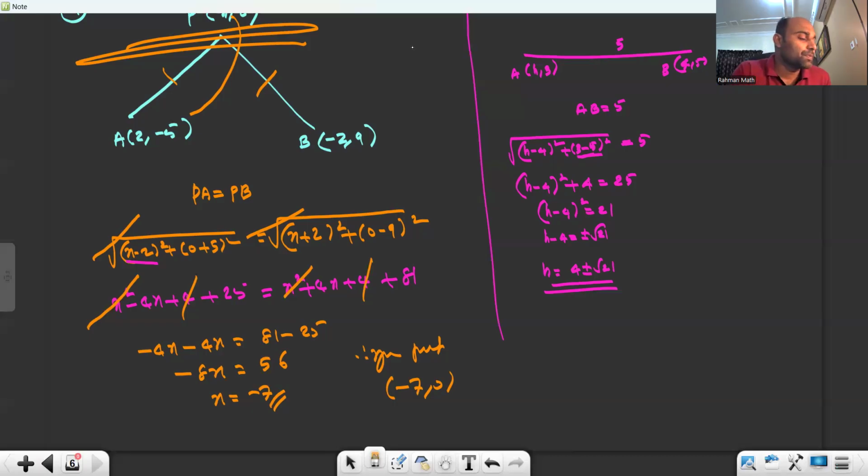Same way we can do one question. Question number seven. Try, no need to wait for me. We know that any point on the y-axis is of the form 0 comma y.